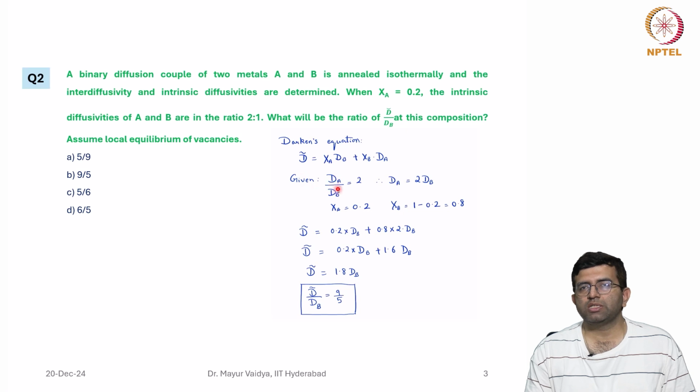Now, what is given is DA by DB is equal to 2. So, therefore, DA is equal to twice of DB. Now, given is XA is equal to 0.2, so XB should be 1 minus 0.2, which is 0.8. And now, if you substitute this value in this equation, substitute DA as twice of DB, then it is pretty straightforward that you will arrive at D tilde by DB as 9 by 5. So, the correct option is answer B.